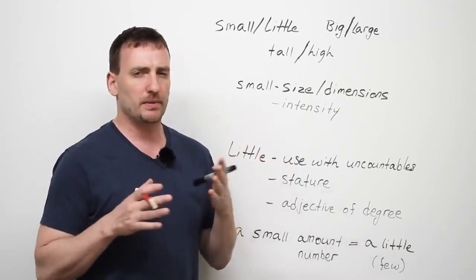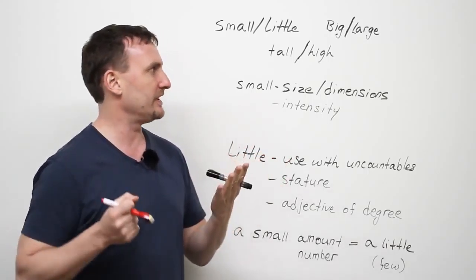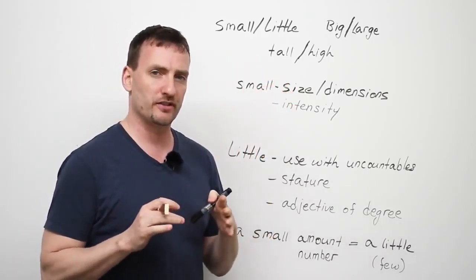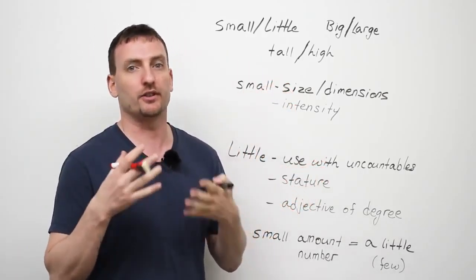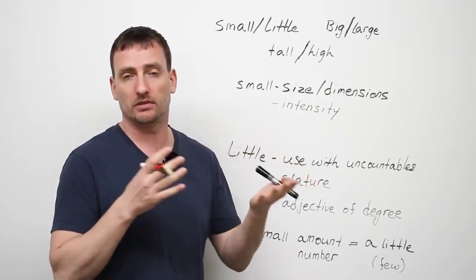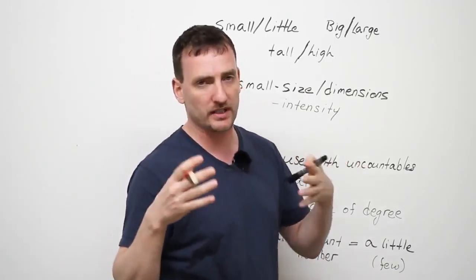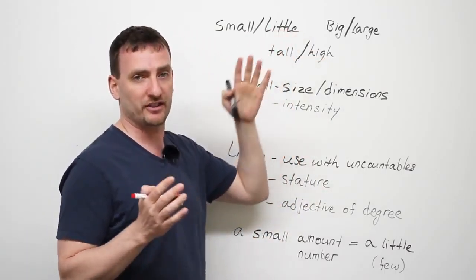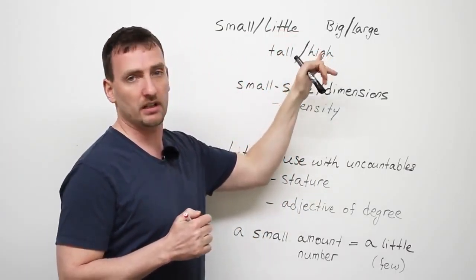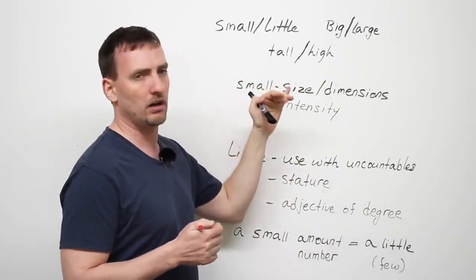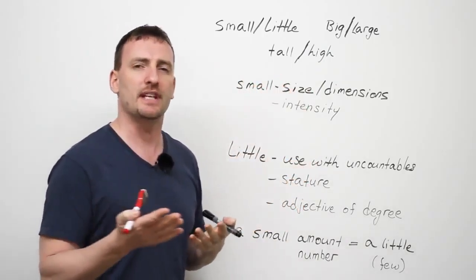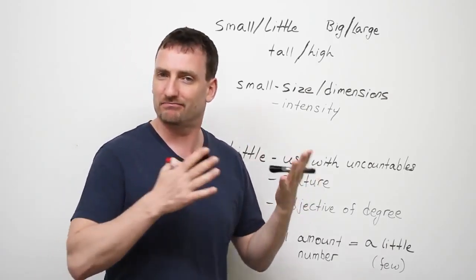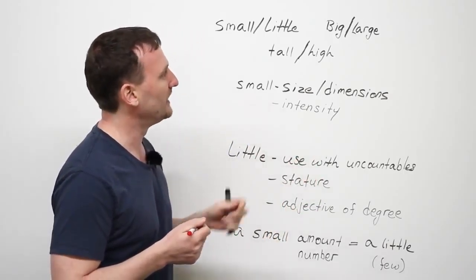Today's lesson is a little bit tricky. The reason I say it's tricky is because we're talking about specific words that are often interchangeable, that are often used in the same situations or same meanings. I'm talking about small versus little, big versus large, tall versus high. Some students asked, what's the difference between them? I'll do my best to explain the difference between these words.